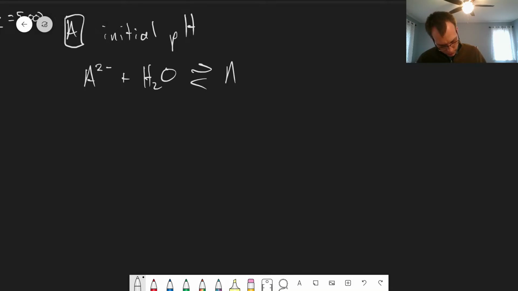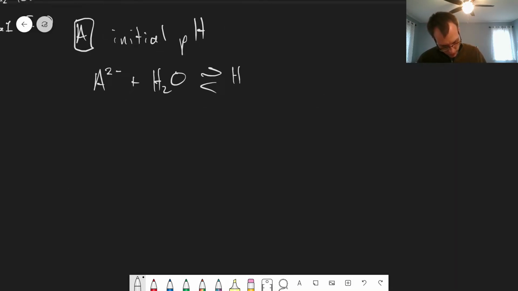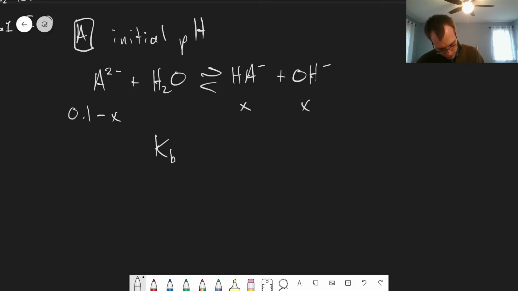Let me keep my ordering consistent here. I'm calling this HA minus plus OH minus, right? So this is our base hydrolysis reaction. Our initial concentration of our weak base here was 0.1 molar. We're going to have X of that react with the H2O and form HA minus and OH minus. And so we can solve this by, not Ka, Kb1 is equal to X squared over 0.1 minus X.